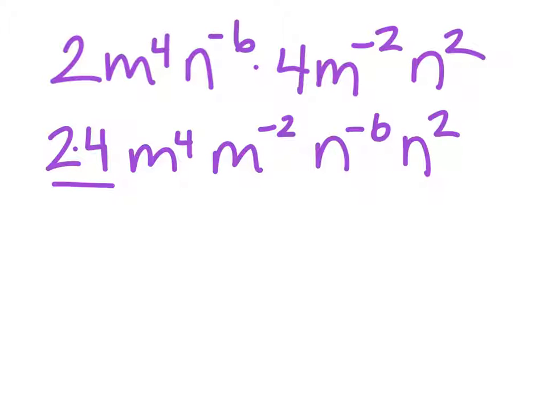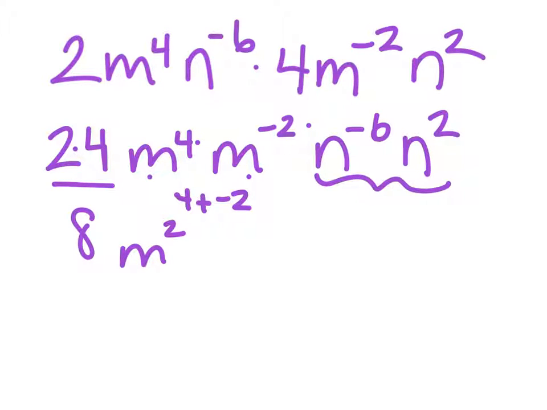So here you've got 2 times 4, so that becomes 8. You have m to the 4th power, m to the negative 2. So you just do 4 plus your negative 2, so you'll get m to the positive 2 power. And then again, adding the exponents, the 6 and the negative 6 and 2, which gives you negative 4.